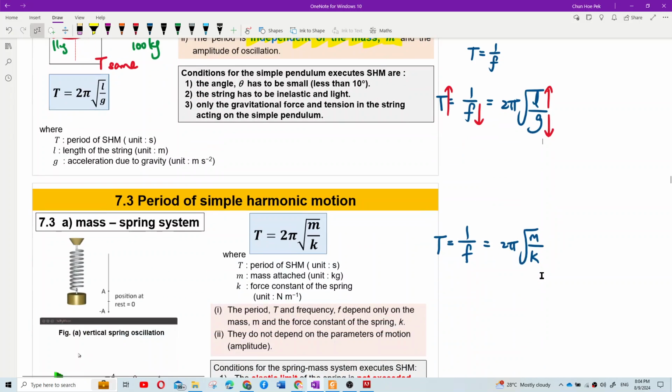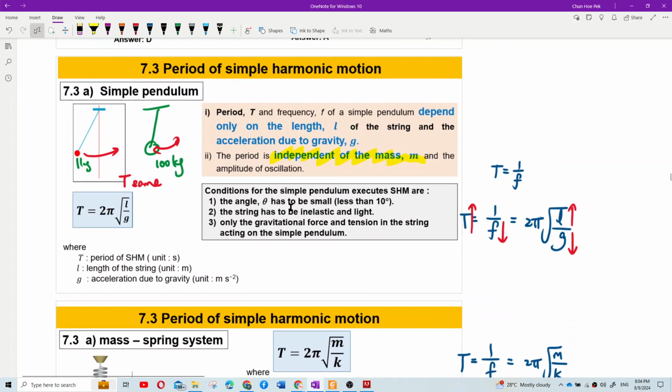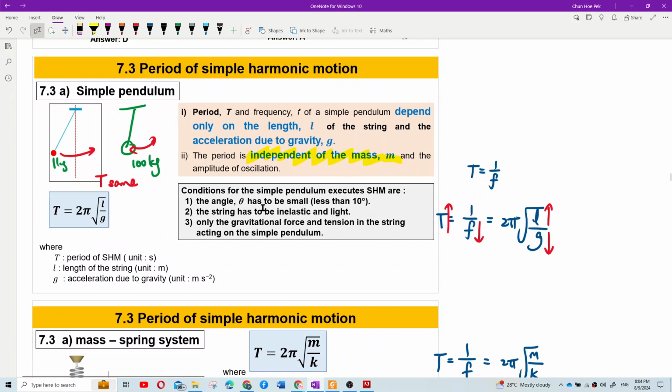The angle theta must be small. There are conditions here. The conditions for a simple pendulum: theta, the angle of oscillation, must be small, less than 10 degrees. If more than 10 degrees, then it does not obey simple harmonic motion.